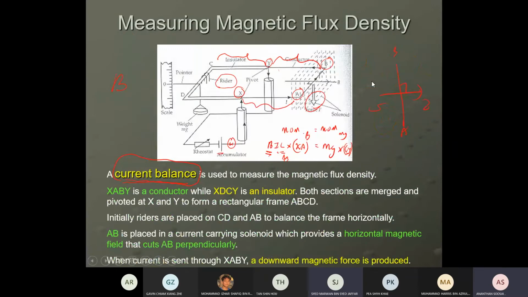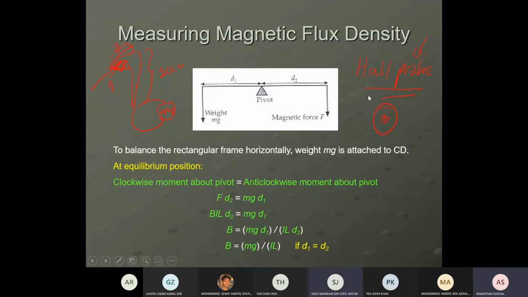But still, in your syllabus, Cambridge wants you to understand the current balance. Although it's a primitive way of finding the magnetic field strength, Cambridge never removed this part. They still want you to understand the current balance. A more sophisticated one is the Hall probe, which we will also learn later.